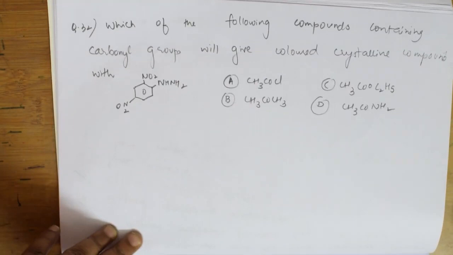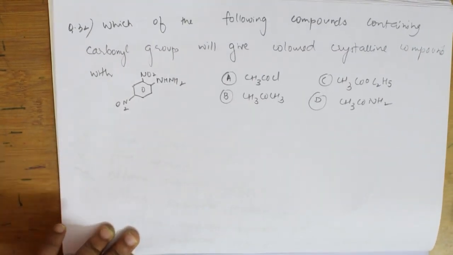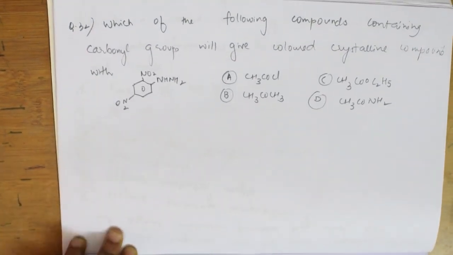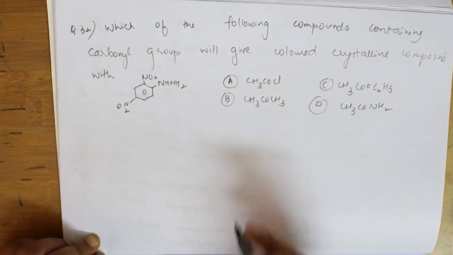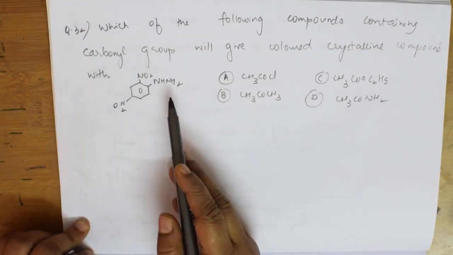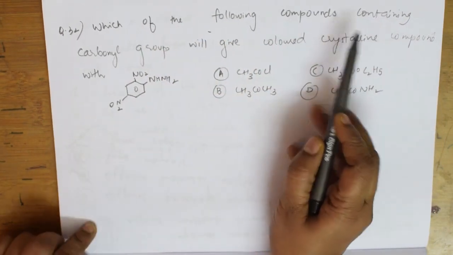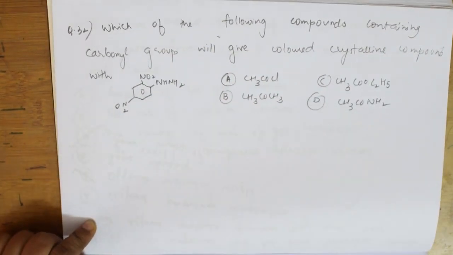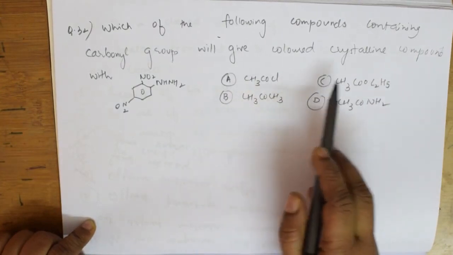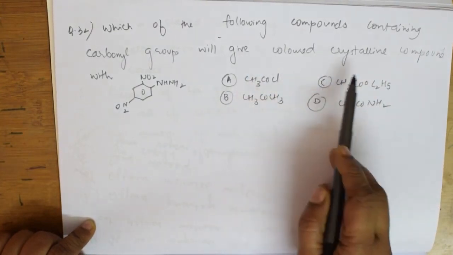So welcome back to the next session. I think you've followed the last 5 videos, students. Let's come back and see what we are going to solve. Here in this particular question, this is an organic based question. Let's read this. Which of the following compounds containing carbonyl group will give a colored crystalline compound?